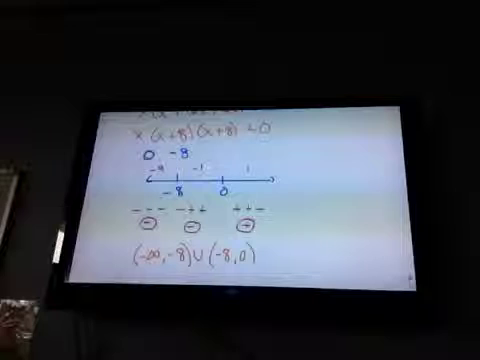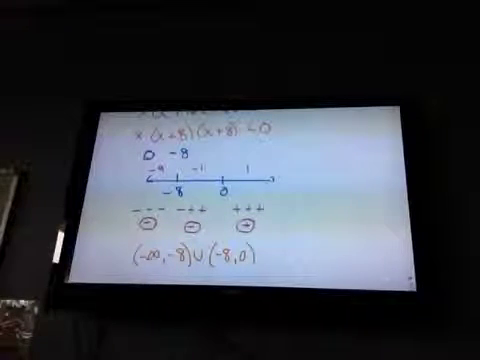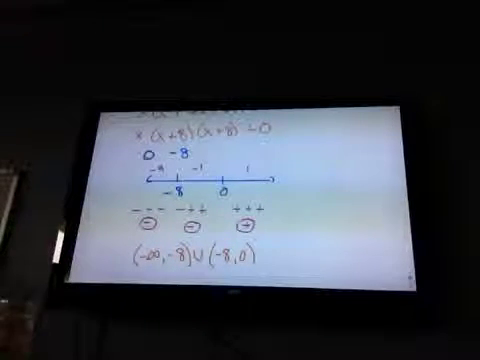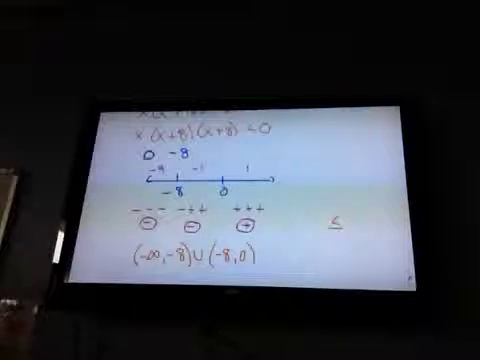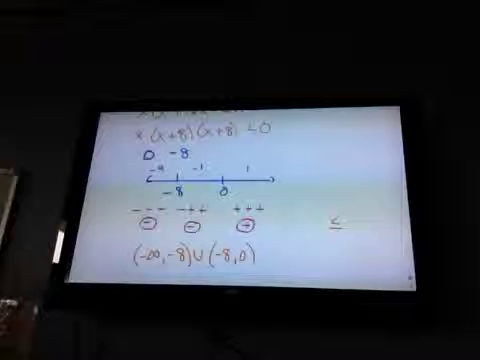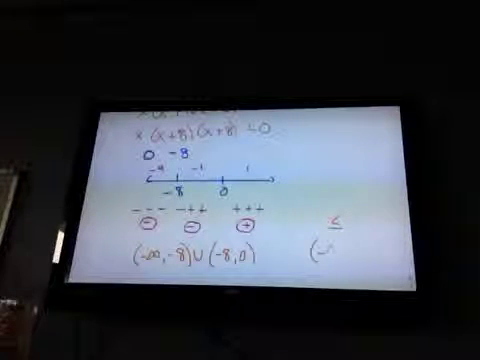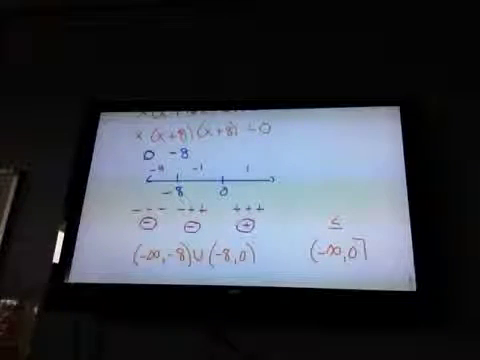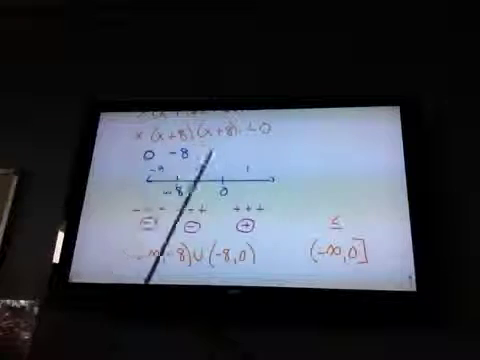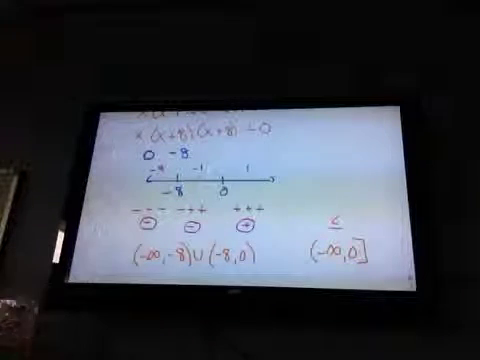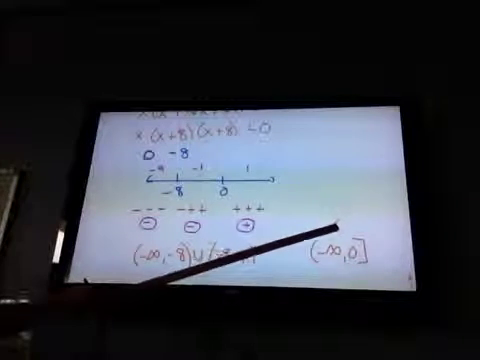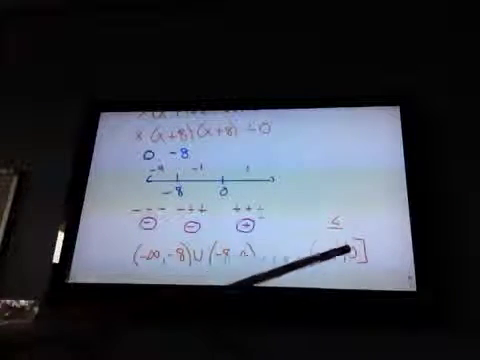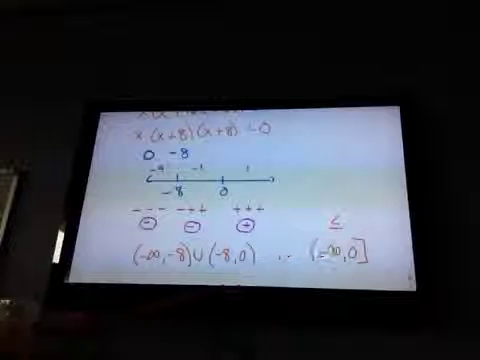Now, if that would have said less than or equal to, what would my answer look like? Yes, very good. If it would have said less than or equal to, I could have just started here and included all those numbers if it would have included the negative 8 and 0. So if it would have said this as my symbol, then this answer would look much more simple. It would look like that. Very good.